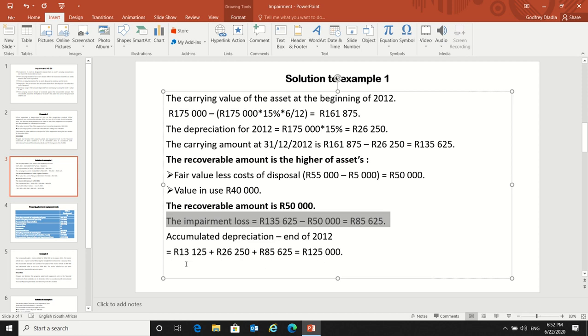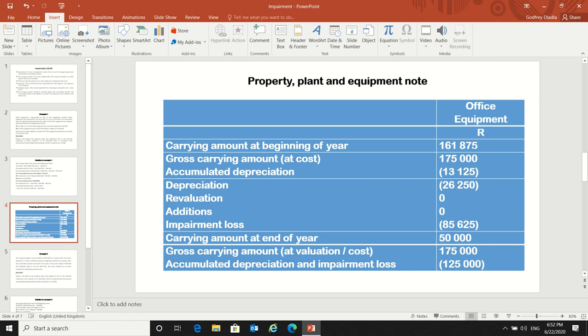By the end of that year, 2012, your accumulated depreciation would have been 13,125 for 2011. This is 2012, plus the impairment, to take it to 125. How will the note look? The note, here it is. The asset was bought at 175. The accumulated depreciation is 13,125, having a carrying amount of 161,875. You depreciate this year 26,250, which is 2012. Then you account for the impairment loss of 85,625.